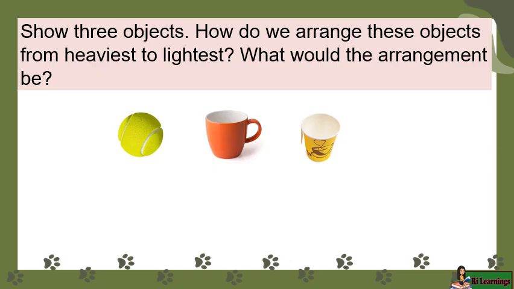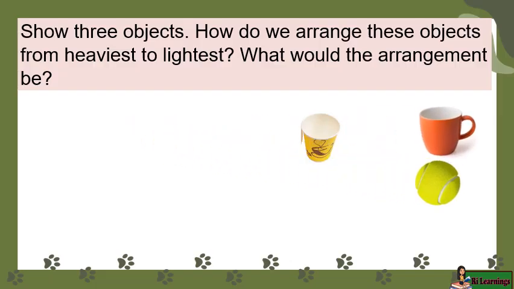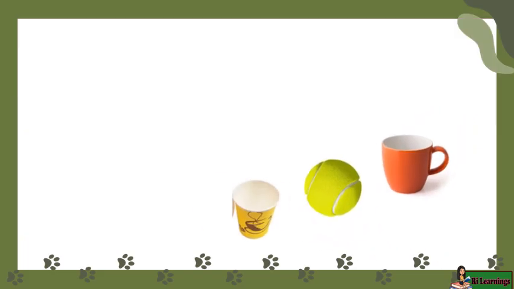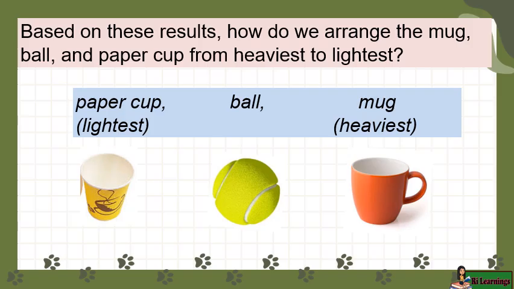How do we arrange these objects from heaviest to lightest? What would the arrangement be? The mug is heavier than the ball. The ball is lighter than the mug. The ball is heavier than the paper cup. The paper cup is lighter than the ball. Based on these results, how do we arrange the mug, ball, and paper cup from heaviest to lightest? Paper cup, lightest. Ball, mug, heaviest.